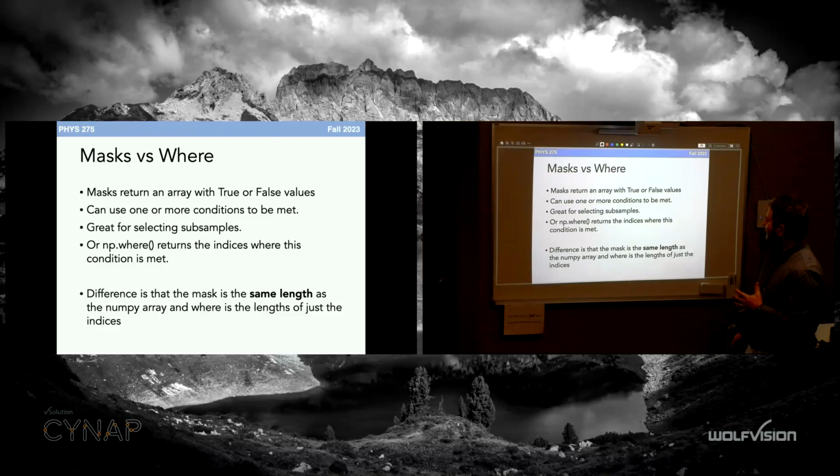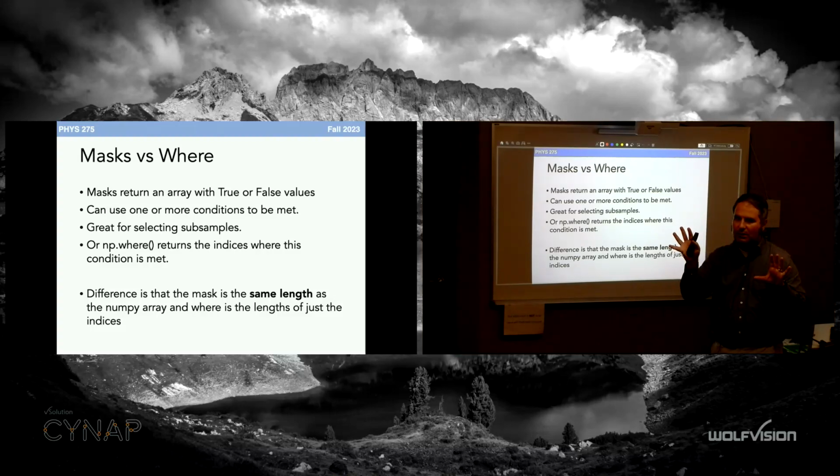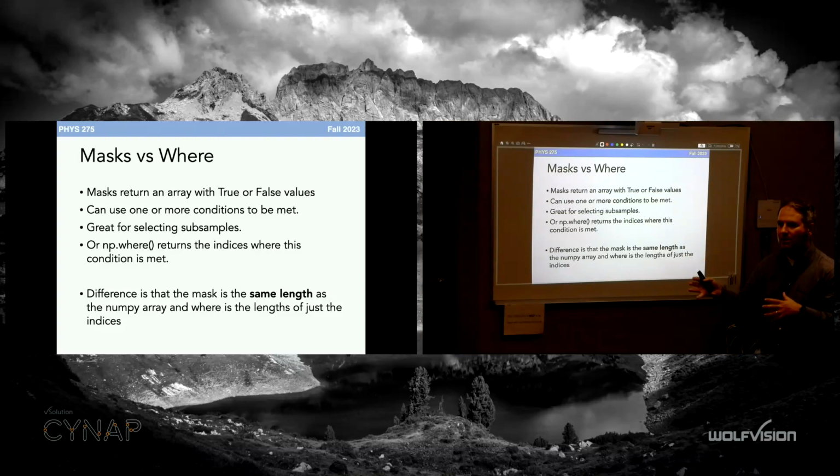OK, so mask versus where. Masks return an array with true or false values, so you can use one or more conditions to be met. This is great. So you can have masked arrays, for example. So you have an array, and then you sort of white out the values where this condition isn't met. The values still live there, so you still have it. It just goes nope for that, right? So it sort of shutters you. So it just gives you the data that you need where this condition is met.